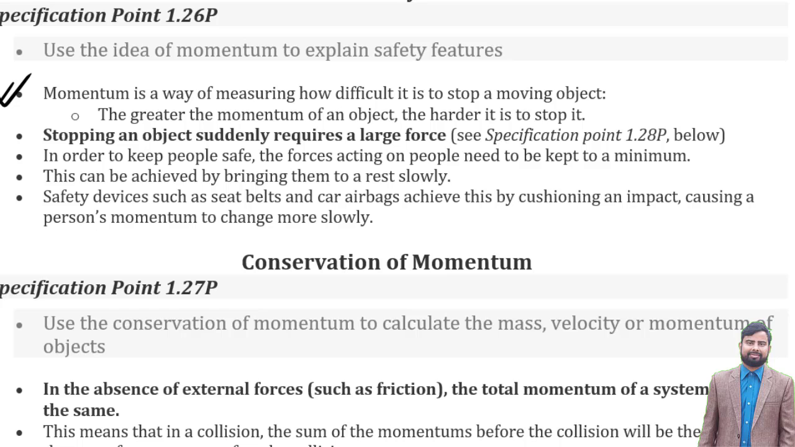So if the momentum of an object is greater, then it will require more force to stop suddenly. Stopping an object suddenly requires a large force. In order to keep people safe, the force acting on the people needs to be kept to a minimum value. Very important. This can be achieved by bringing them to rest slowly.